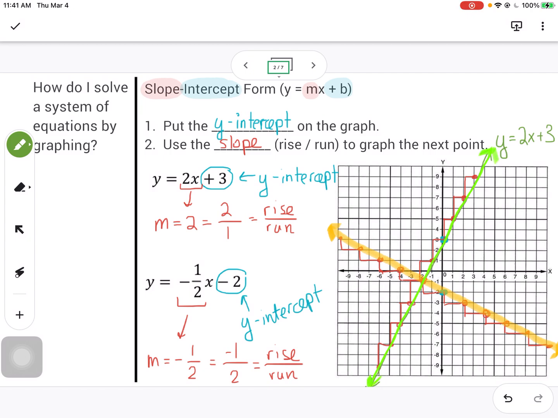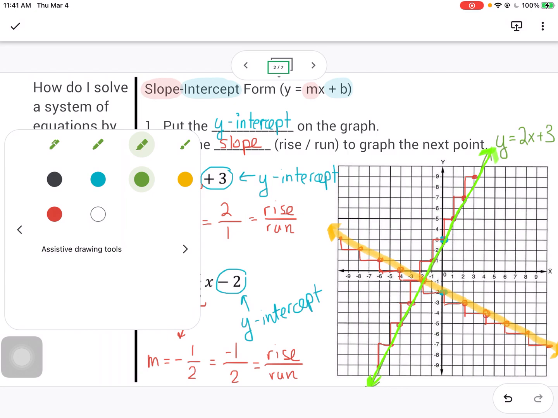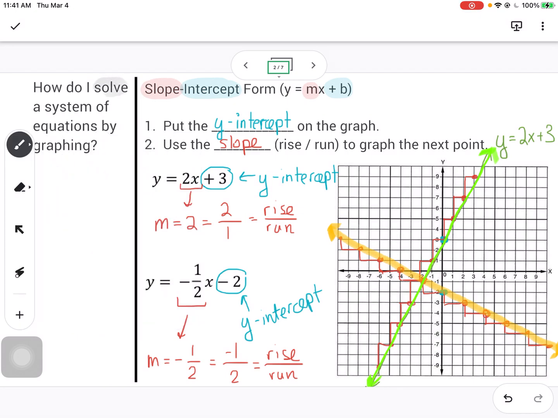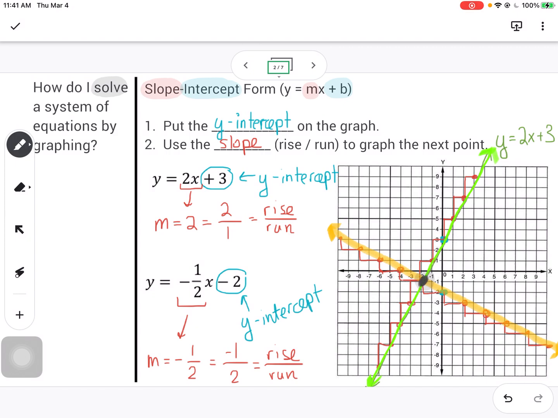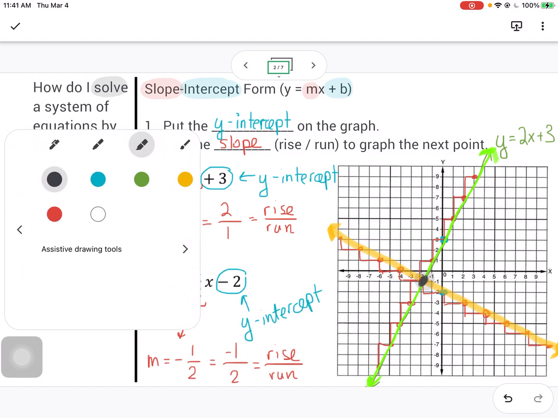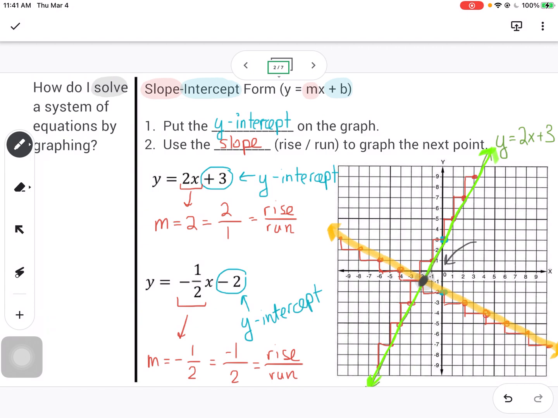Okay, we're looking for our solution to this situation, this system of equations. When it says something like solve a system of equations, it means what is the solution? Our solution is the point where our two lines cross each other. So our solution is the point -2, -1.